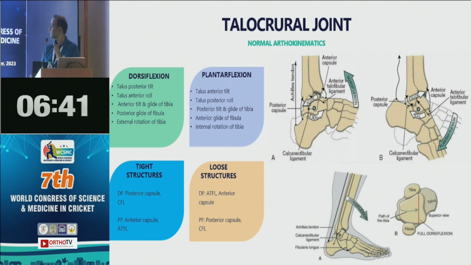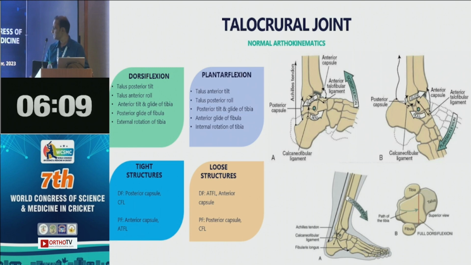In plantar flexion, it is exactly opposite, where there is an anterior tilt and posterior roll of the talus, also causing the anterior structures to be on stretch or in tension. The posterior structures, the posterior capsule and the calcaneofibular ligament, are relaxed at this point.